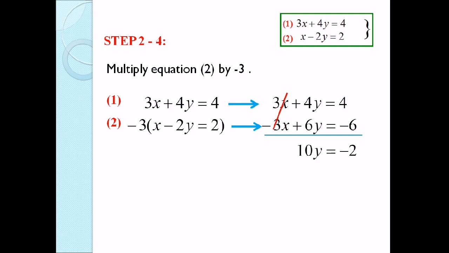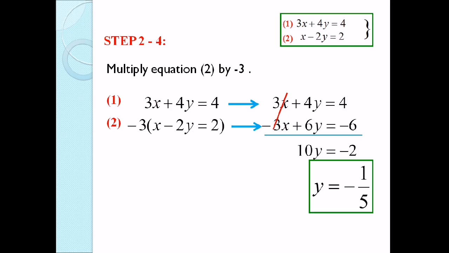So, you just add 4y plus 6y is 10y. Then, 4 minus 6 is negative 2. And then, divide both sides by 10. So, y equals negative 2/10. Lowest term is negative 1/5.